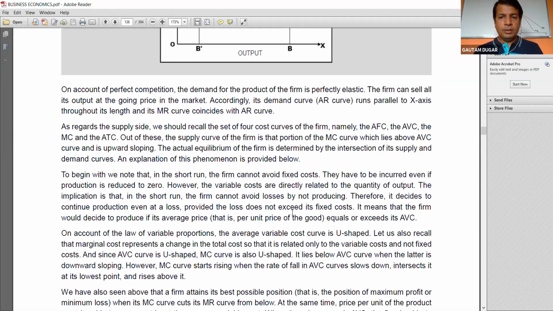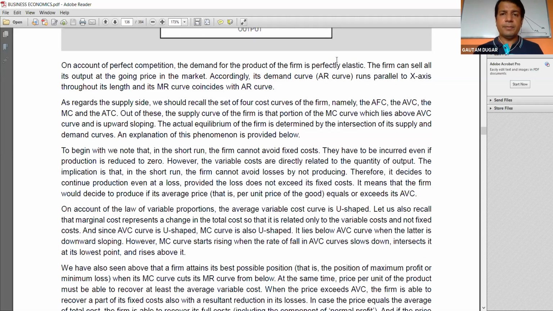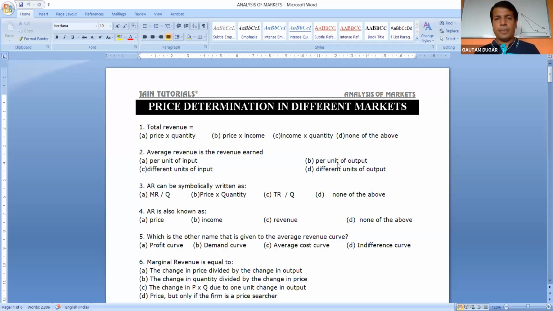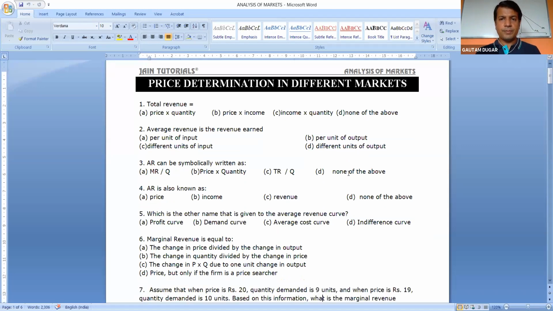I'll move on to MCQs a bit. Till this level, we'll discuss a bit of MCQs, then we'll come down to the theoretical part again. Coming to these questions.